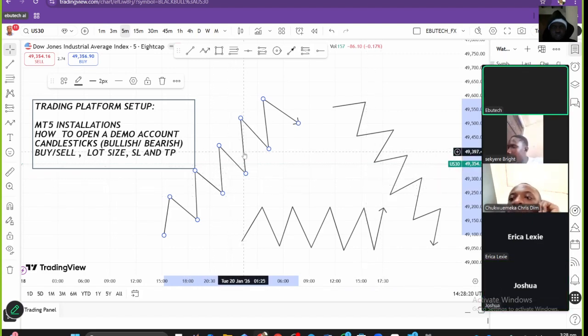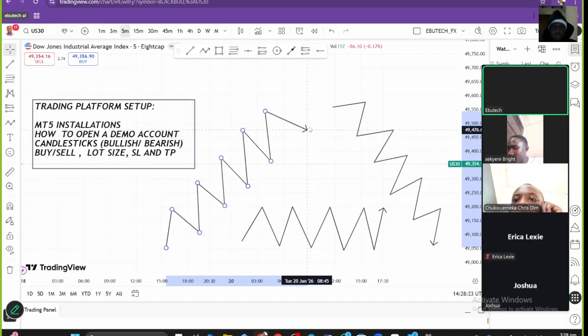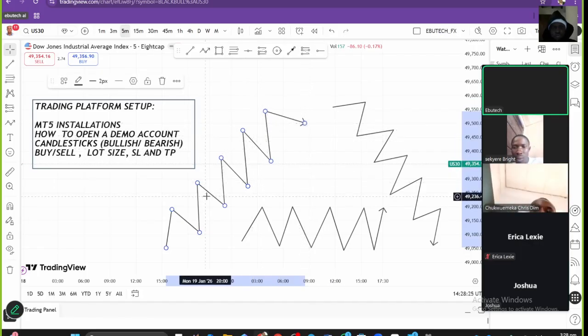When you see this direction in which the market is going, what does it tell you that the market is doing?